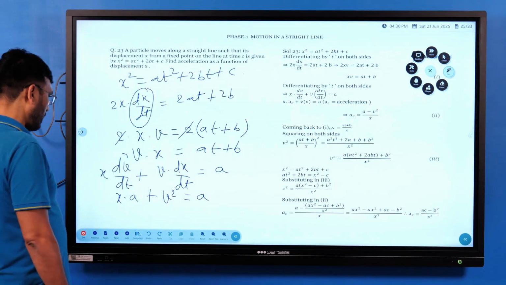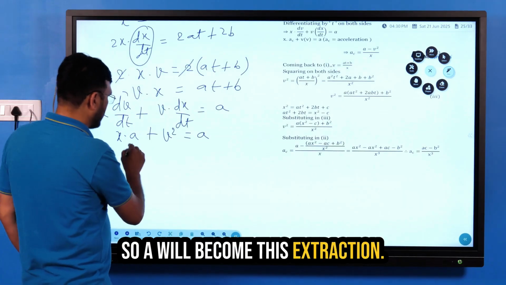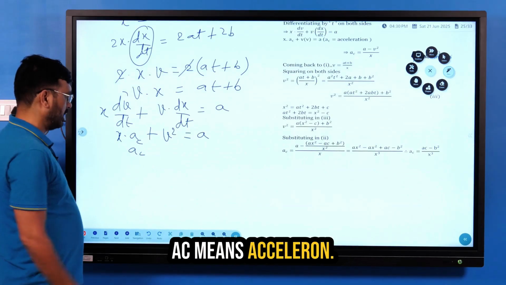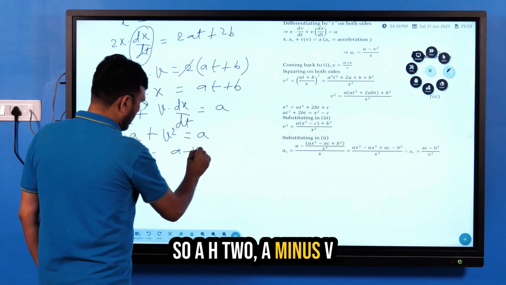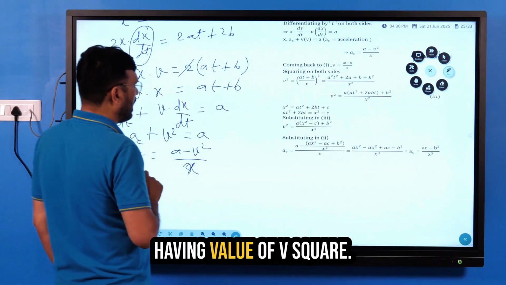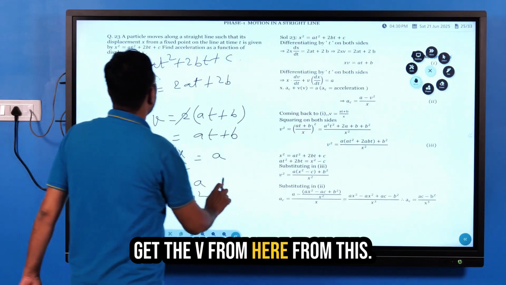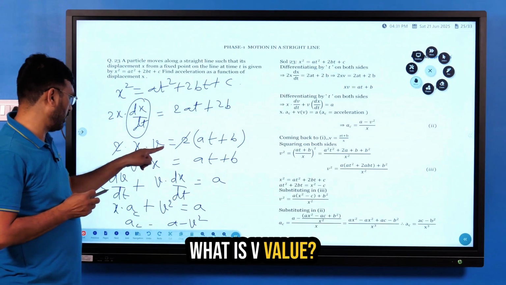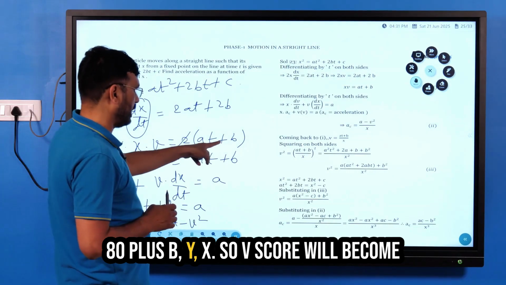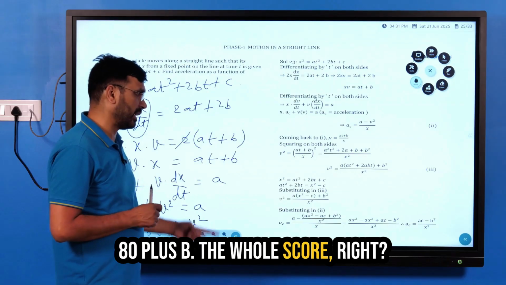Now, what is the value of a? Don't get confused with this a and this b. Let's say here AC means acceleration. So AC is equal to a square minus v square by x, correct? And already we have the value of v. You can get the value of v from here. v will be a square t plus b by x. So v square will become (a square t plus b) the whole square by x square, right?